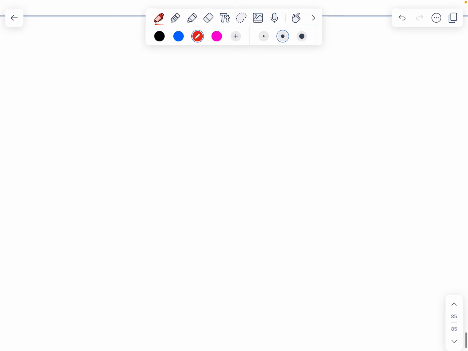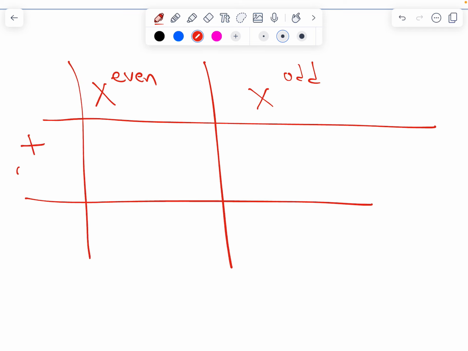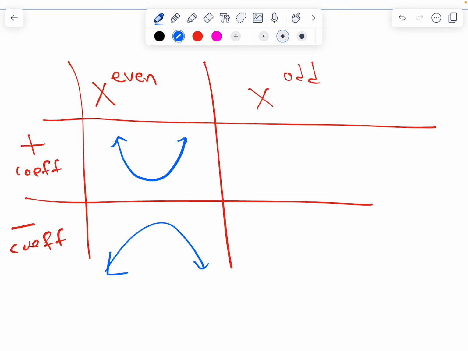Now, another thing we should review is the overall end behavior. And this is something that you might want to consider just jotting down and having handy for future reference. Let's just make this table. X to the even, x to the odd. And you have positive coefficient, negative coefficient. Okay, x to the even is going to be something like this. If it's positive, it's going to be a smiley face. If it's negative, it's going to be a frowny face. Now for our odd friends over here, it's going to be like this, or it's going to be like this.